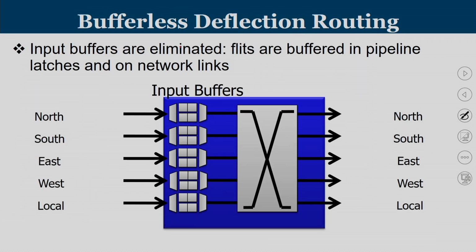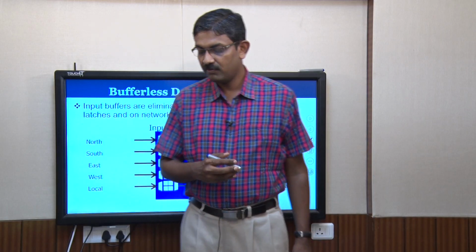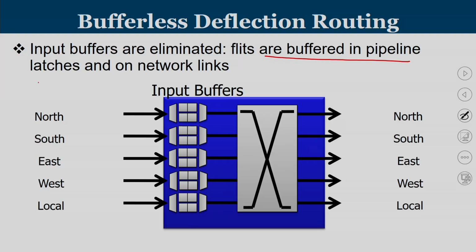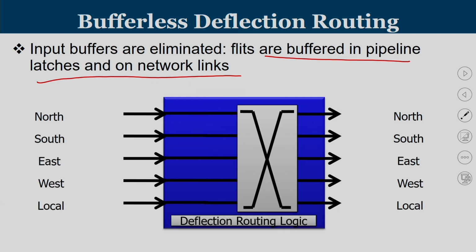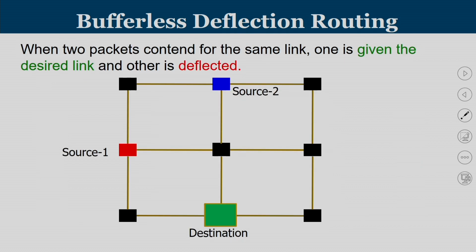Now, bufferless deflection routing is a concept where input buffers are eliminated. So, how is it possible? Flits are buffered in pipeline latches and network links. This is the conventional structure where we can see that buffers are there, and these are called the virtual channels. Now, with the bufferless design, we are going to eliminate the input buffers and put latches, and this is what is known as deflection routing logic. Now, how is the deflection routing logic going to work?